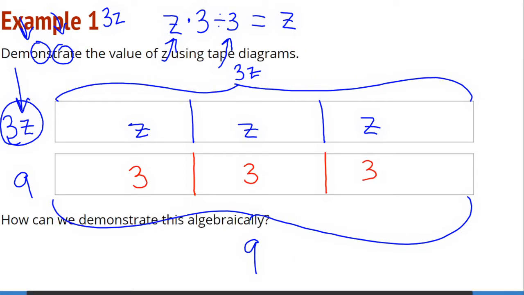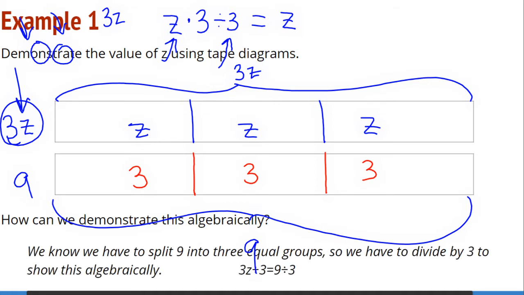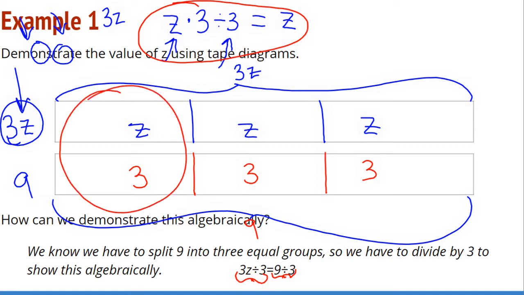And this is how we would show it algebraically. Here is my identity property that I did up here at the top to get me to z. And here is where I took the 9 and divided it by 3 to find the value of each one of those units. Now looking at these tape diagrams here, I should be able to recognize that z is equal to 3.